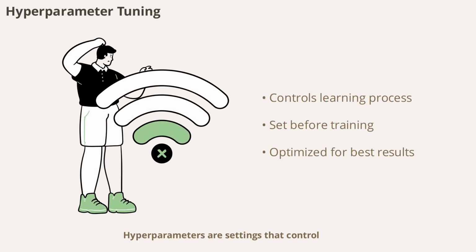Hyperparameters are settings that control how a machine learning algorithm learns. Unlike model parameters, which are learned from data, hyperparameters are set before training begins. Examples include learning rate, number of layers, and tree depth. Tuning these values can have a big impact on model performance. Data scientists use techniques like grid search and random search to find the optimal hyperparameter settings.